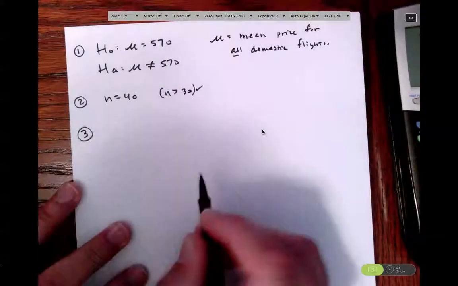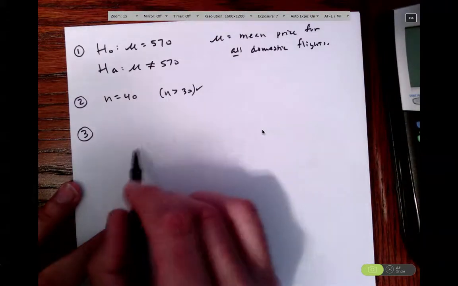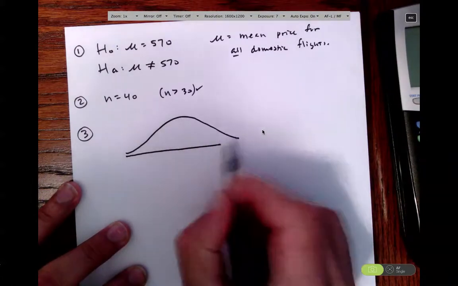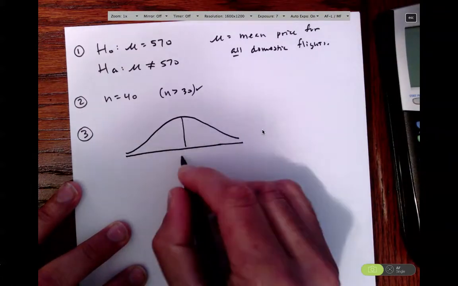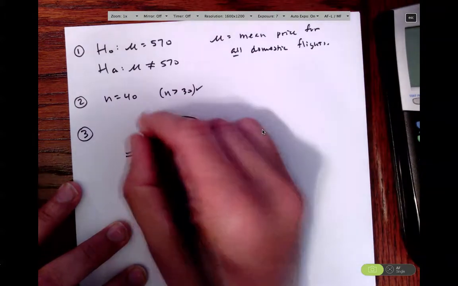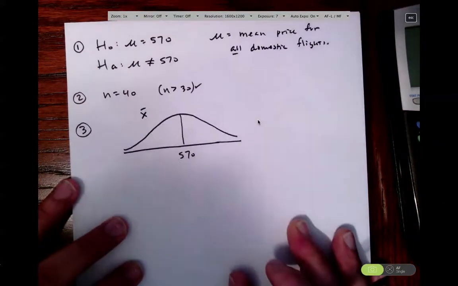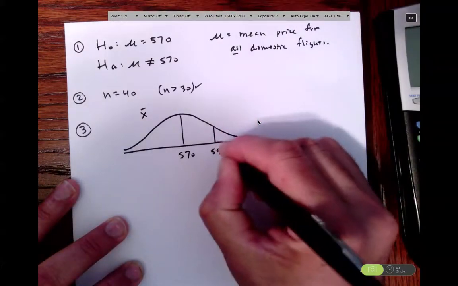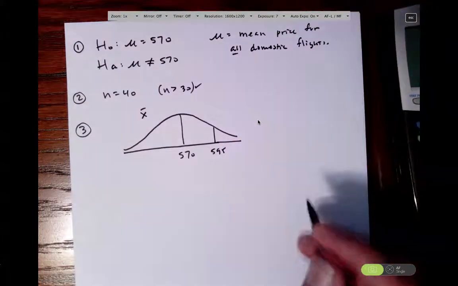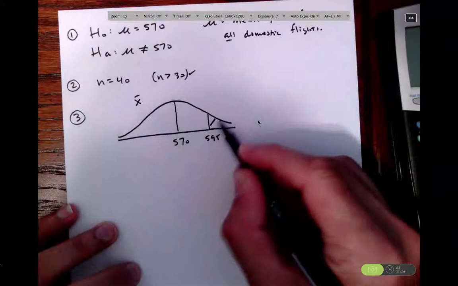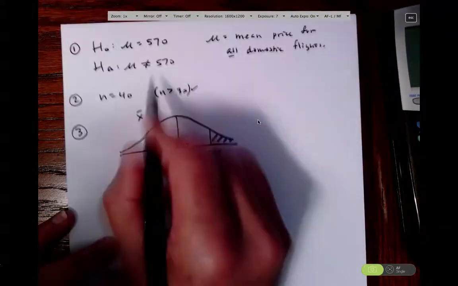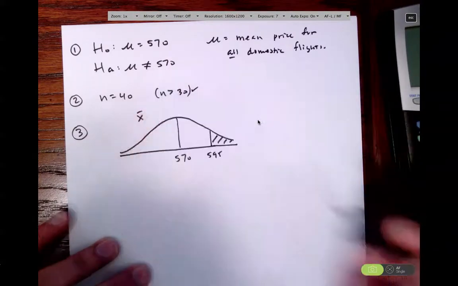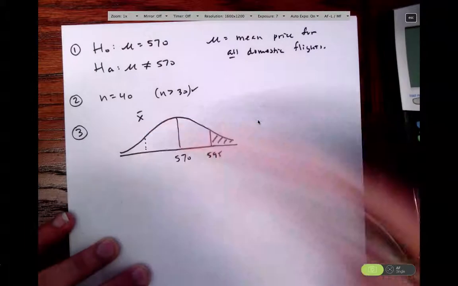Next thing we want to do is calculate a probability. And this one is just a little bit different than the other two. We're assuming that this is 570, and this is the sampling distribution of the mean. Our sample was 595. So we do want to calculate this probability, but we're looking at the probability that mu is not 570, or we're looking at some evidence against 570. So we also need to take a look at what would happen over in this other tail.